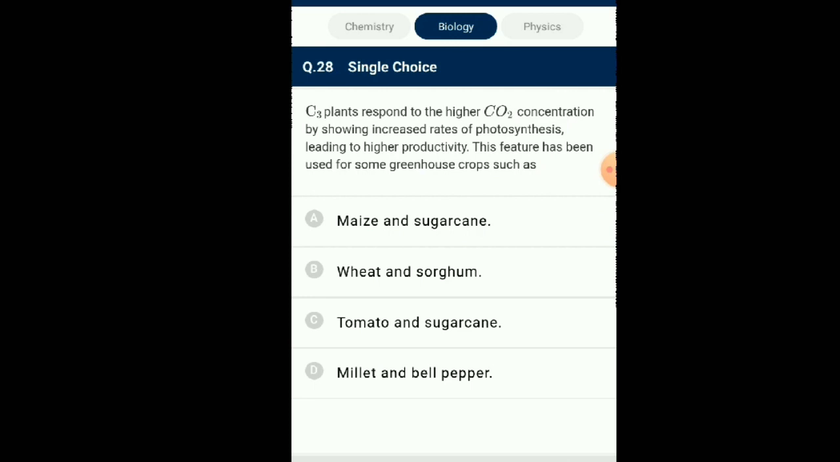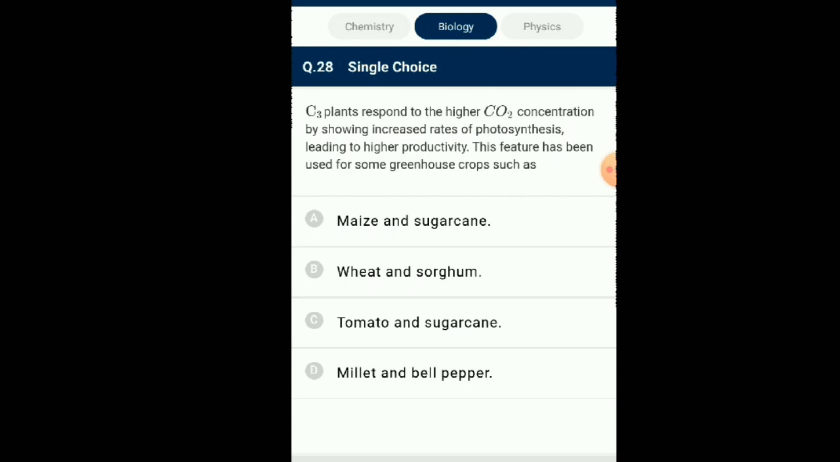The carbon dioxide concentration is very low in the atmosphere, between 0.03 and 0.04%. That means 300 to 400 ppm. This concentration of carbon dioxide is far below the optimum requirement of photosynthesis. The minimum carbon dioxide concentration below which there is no net absorption of carbon dioxide, and the rate of photosynthesis is equal to the rate of respiration, is called the compensation point.